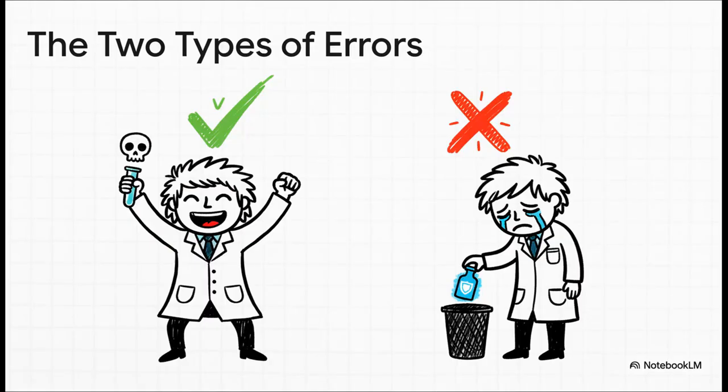So, a type 1 error, that's what we call a false positive. It's when we shout from the rooftops that the vaccine works, but in reality, it's useless. A type 2 error is the exact opposite, a false negative. This means the vaccine is a miracle cure, but our test completely missed it. We failed to see the effect. Obviously, both of these are bad news, but they have very different consequences.